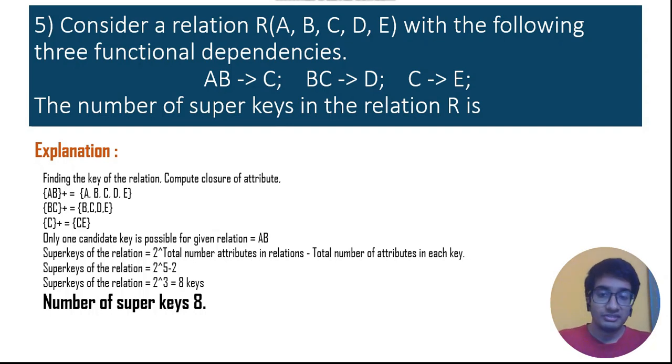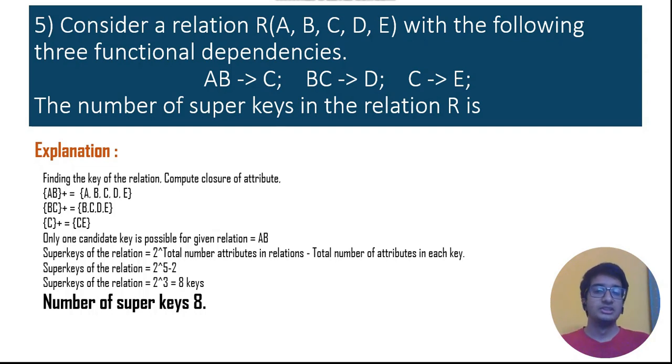The closure of AC only determines A, B, C, and E, as the closure of A and C does not have any relationship with D. So the closure of AC only covers A, B, C, and E, and hence even AC is not a candidate key.